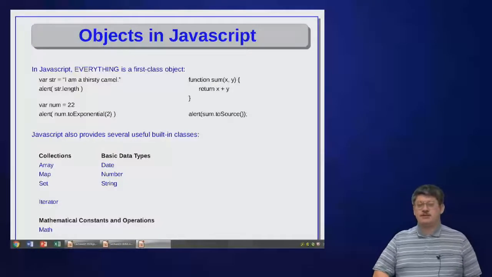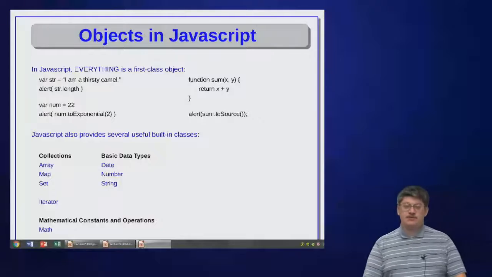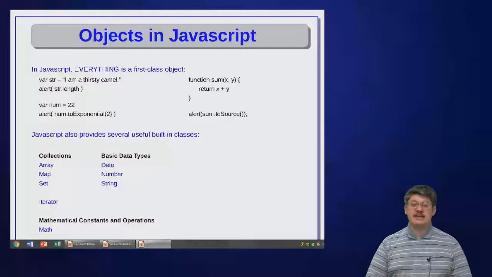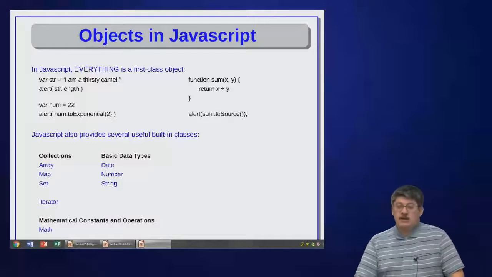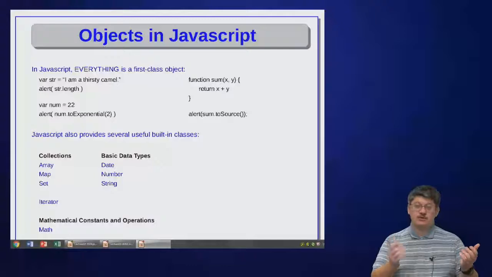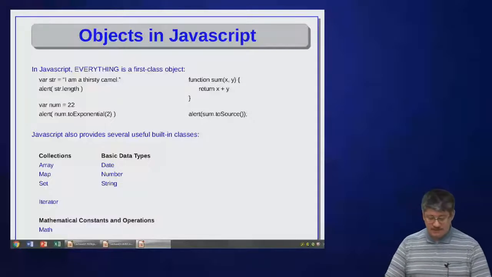JavaScript also provides a bunch of built-in classes that you can use. They're useful. It provides a bunch of collections. So a collection is a fancy data structure that can contain multiple different items. So we've already talked about arrays a little bit. We're going to talk about them more in a minute. You can have maps, so we can map a number to a string, or a string to a string, or a number to a number. We can have relationships between things and represent them using a map object in JavaScript.